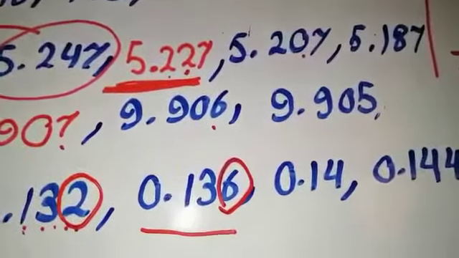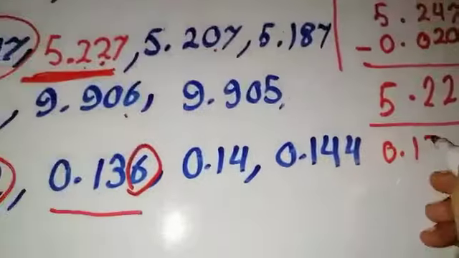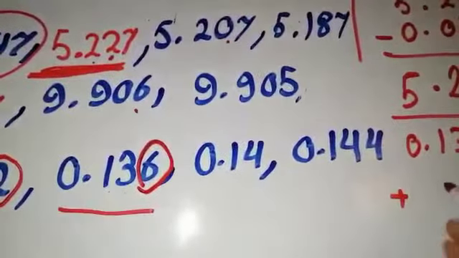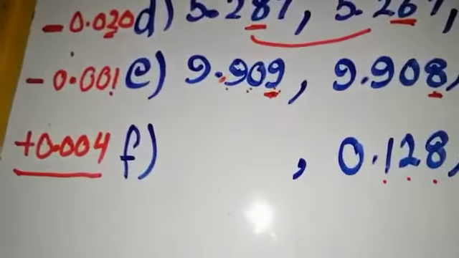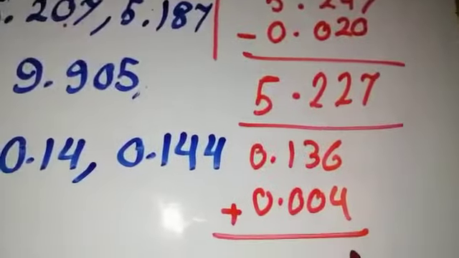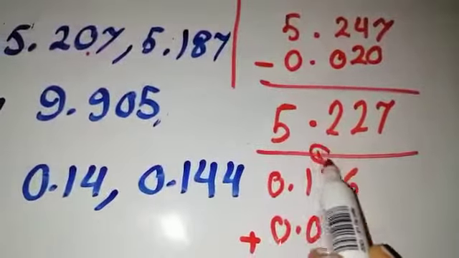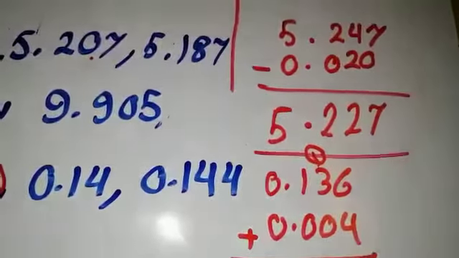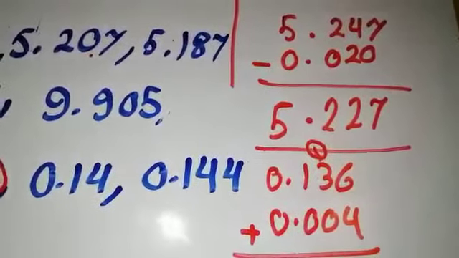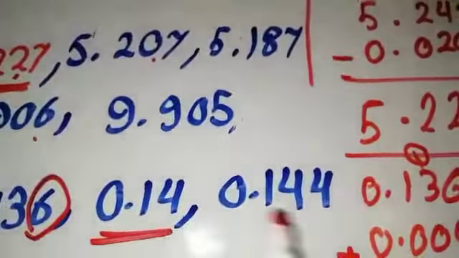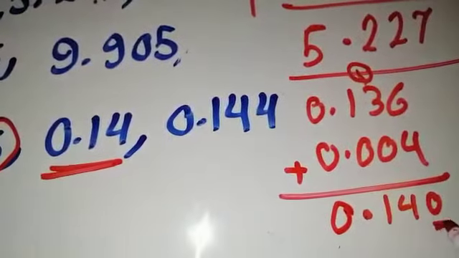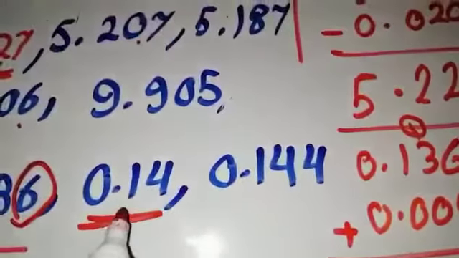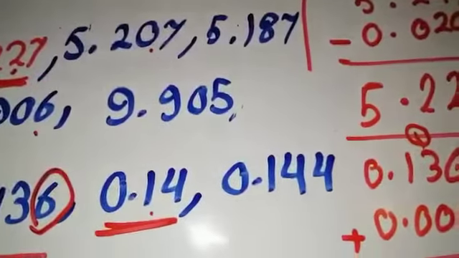Let's check here. 0.136 plus the key 0.004. Let's check now. 6 plus 4 is 10, 0, and take the 1 with me. 3 plus 1 is 4. 1 plus 0 is 1. 0 plus 0 is 0. Yeah, that's right. As we said before, the zeros here are the same. I showed you this before. Okay, so this is right. So my answer is right.